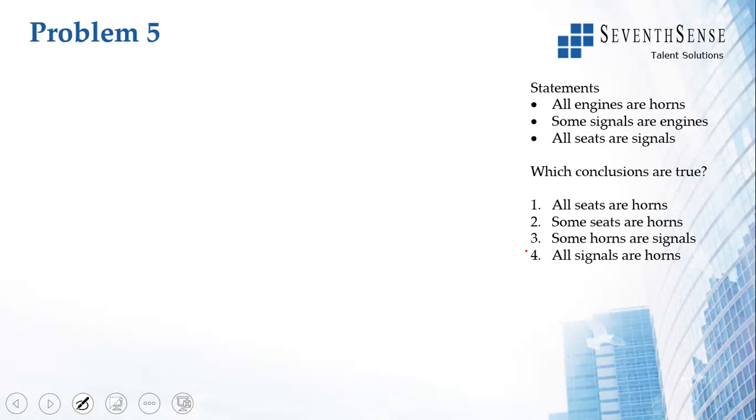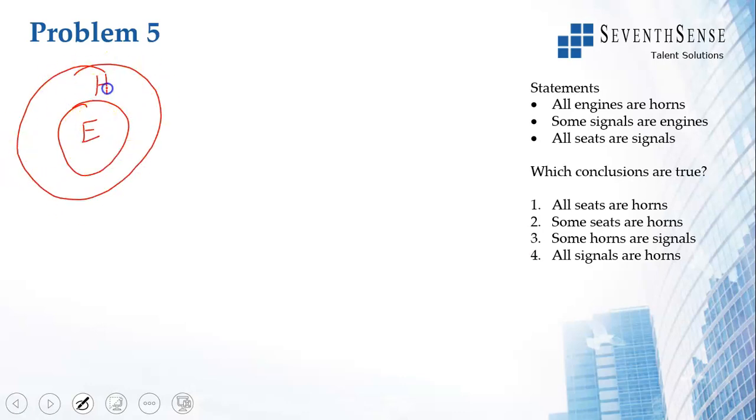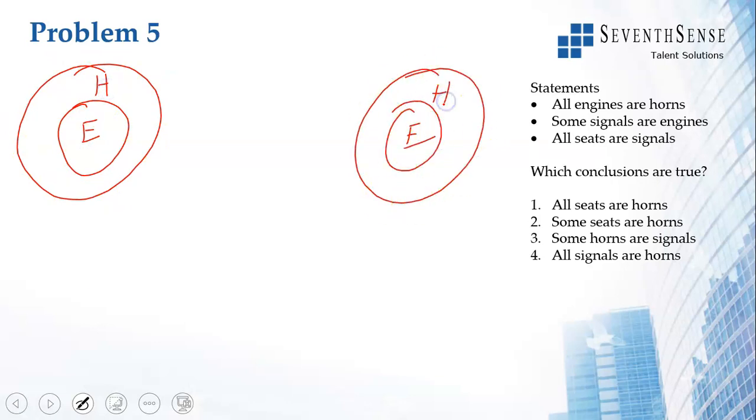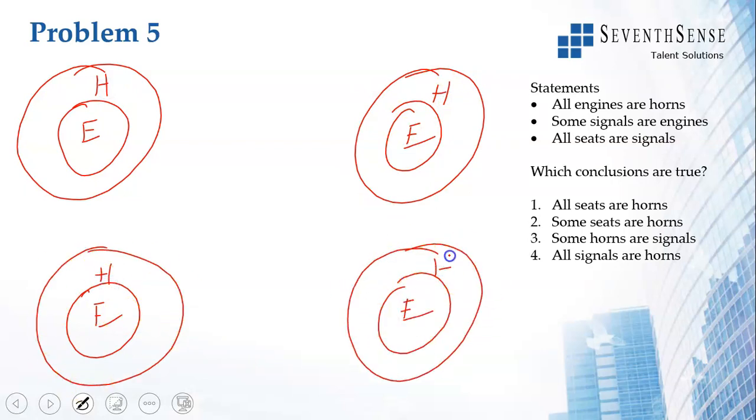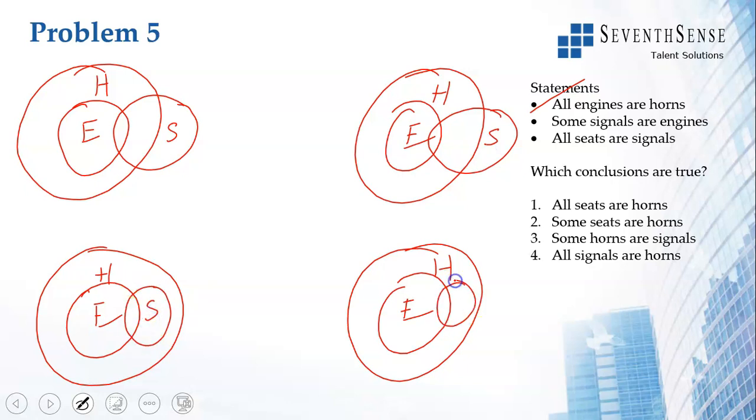All engines are horns. Let us see in how many ways I can draw this. All engines are horns, and probably in only one way. I write 4 so that other statements can be incorporated. Some signals are engines. So I can write it this way. I can also write this as some signals are engines.